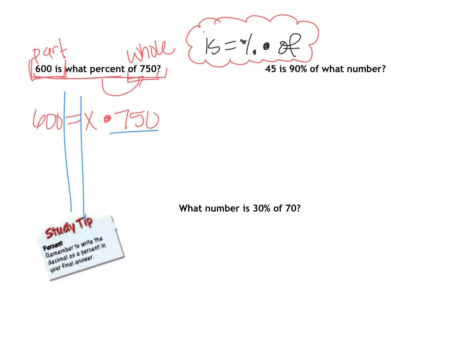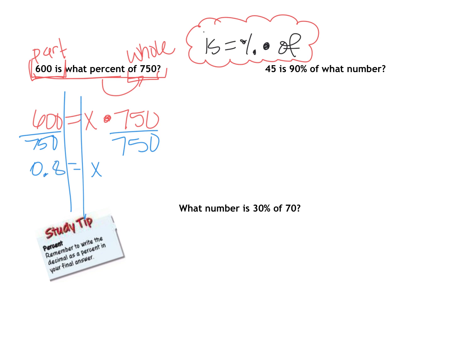Do our train tracks, divide both sides by 750, and I end up with, if I do 600 divided by 750, all of these things would be great for you to be doing in your calculator with me, just so you're practicing, would be 0.8.